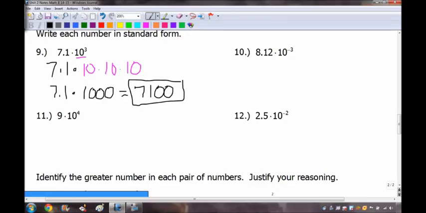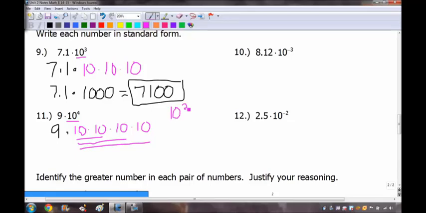Okay, so let's try the next one, number 11. Number 11 says 9 times 10 to the fourth power. So I'm going to take 9 and multiply it by 4 sets of 10 this time, so 10 times 10 times 10 times 10. We know that 10 times 10 is 100, 100 times 10 is 1,000, and 1,000 times 10 is 10,000, right?